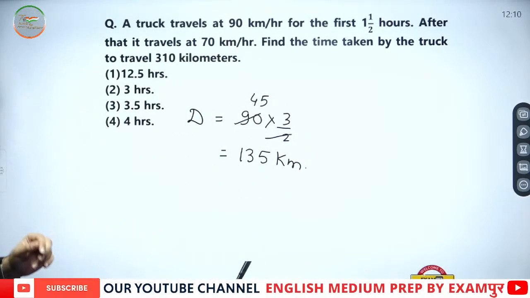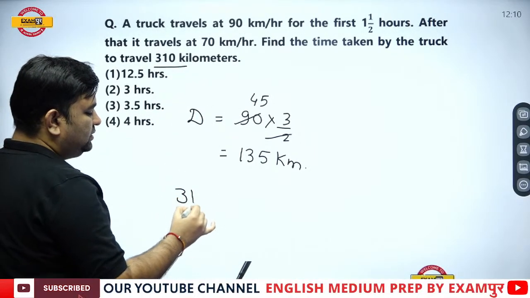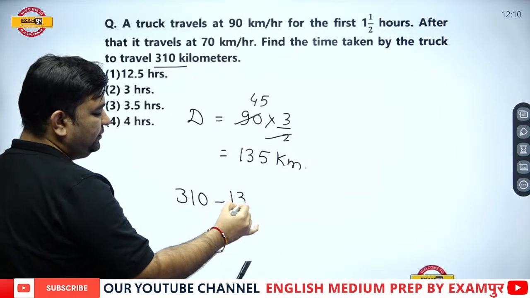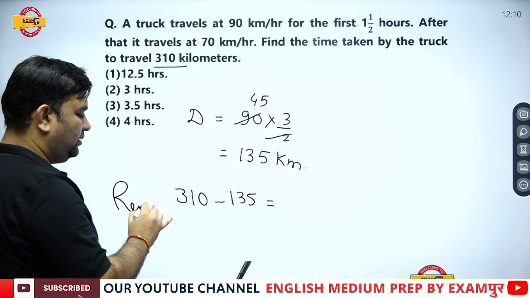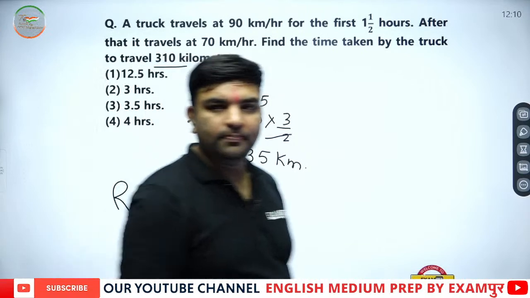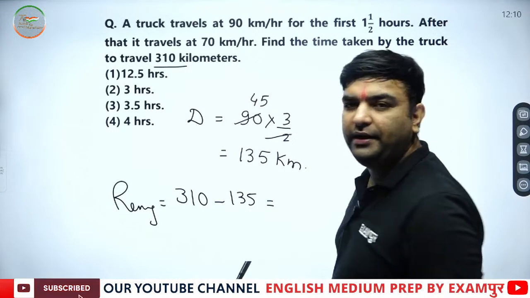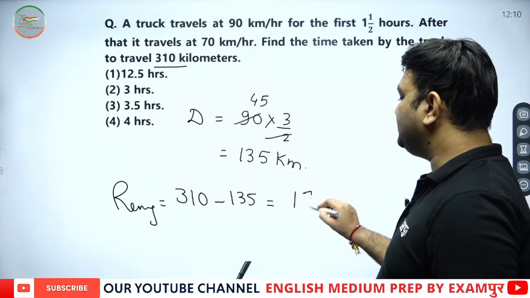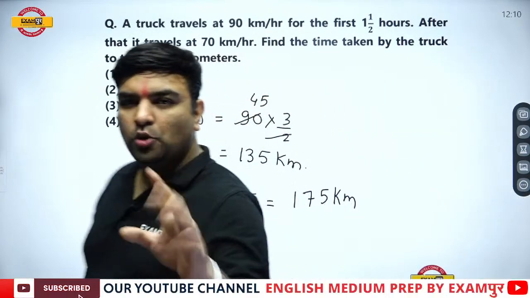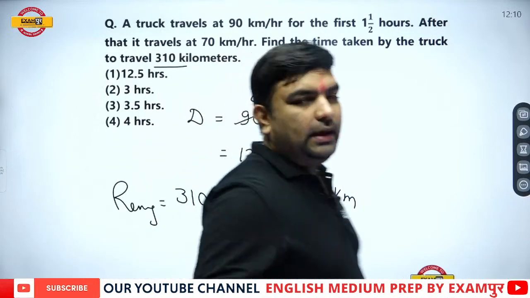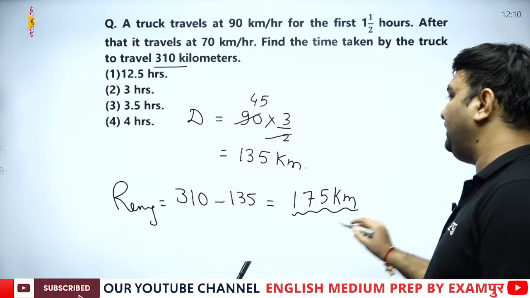Now, you have to travel 310. So how much is remaining? 300 minus 135 is remaining. How much is it? 65 less than 200, 65 plus 110, 175. 175 kilometer is remaining. And this distance is going to be covered with the speed of 70.